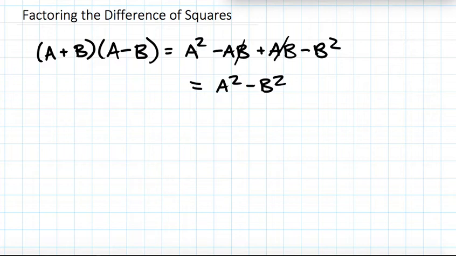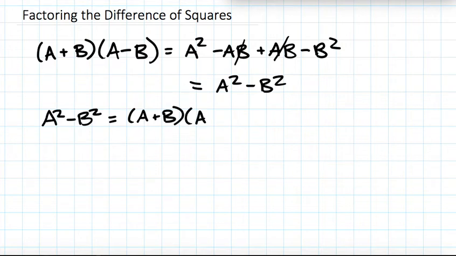And I'm just going to be left with a squared minus b squared. So what we're going to do is use this now in reverse. We're going to have something that looks like a squared minus b squared. So it's going to have two terms. Both of them are going to be perfect squares, and there's going to be a minus sign in the middle. That's why it's called difference of squares. We're going to factor that into two sets of parentheses, where the terms in the parentheses, when you square them, you get what you have in your problem.